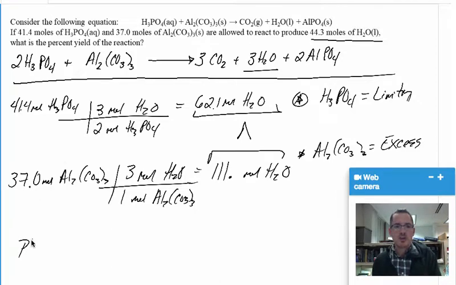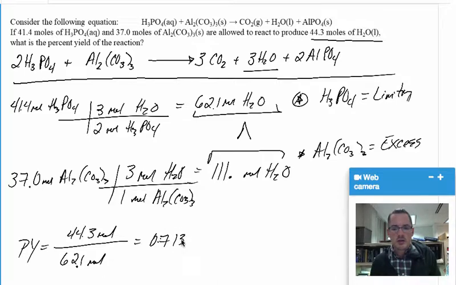So my percent yield will be my actual yield given earlier at 44.3 moles, and I'll divide it by my 62.1 moles, both of my water. And I get a value of 0.71336554 to 3 significant figures, or 71.3% yield.